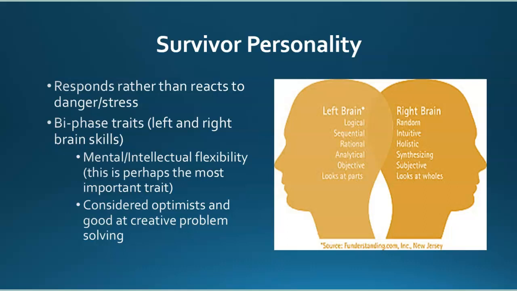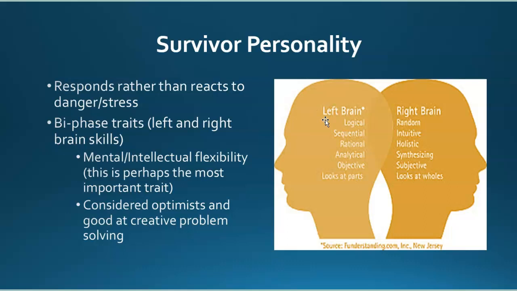And then this second characteristic, biphase traits, flows into what I was mentioning about problem solving. With biphase traits, survivor personality, these individuals tend to do a good job accessing both left and right hemisphere of the brain specific skills. And I have this picture over on the right that shows you, when we think about left hemisphere skills and right hemisphere skills, this is a short list of each. The left brain or left hemisphere often gets credited with being the more logical, sequential, rational, analytical, objective.